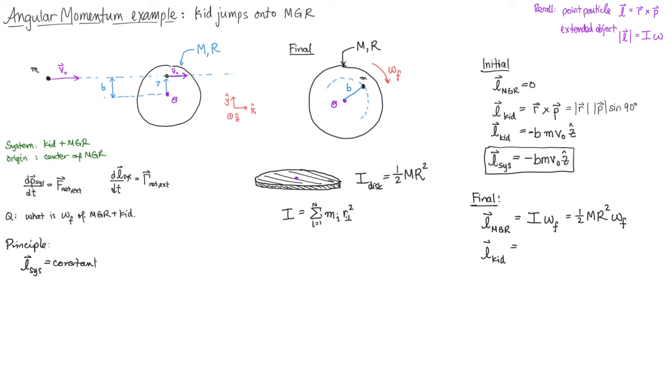So we have an expression for the merry-go-round's angular momentum. How about the kid's angular momentum? The kid's a point particle. We're going to treat the kid as a point particle flat on the disk. And this kid is going to be moving with a final velocity.